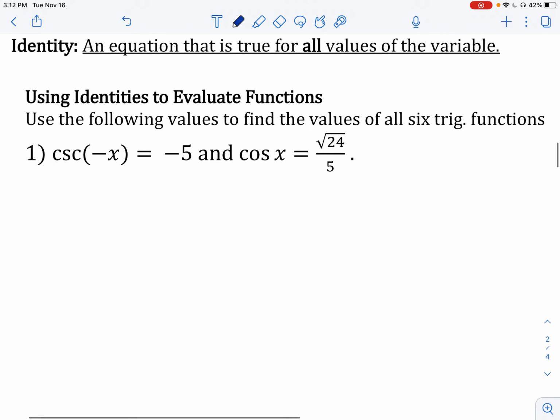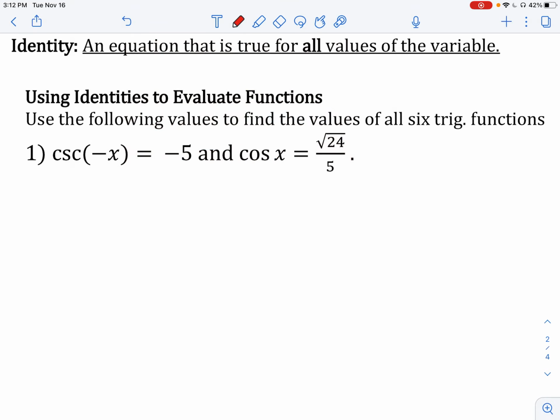And if you're looking at this, it should look very familiar, because this is a problem that's pretty similar to what we did in the previous chapter. But we're going to use some of the identities to find the values of all 6 trig functions given this information here. Before I proceed, I want to make sure that we understand what an identity is before we start using it. An identity is an equation that is true for all values of the variable.